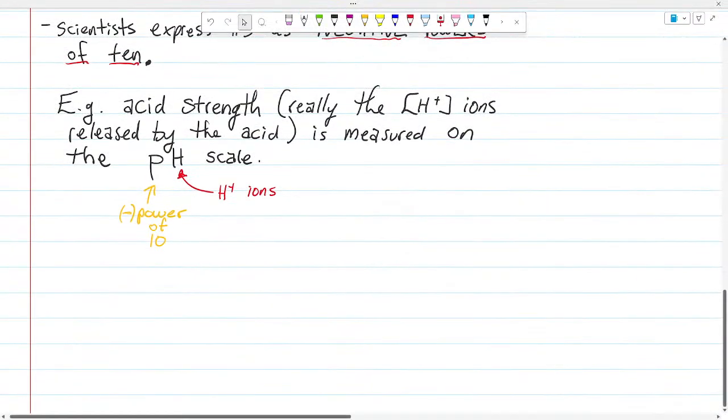It means how strong is this acid, by taking the concentration of H plus ions, but expressing it as a negative power of 10. And again, if you don't know what negative power of 10 means, don't worry about it. I got it. We're going to do it together. All right? So we're going to make ourselves a little table.